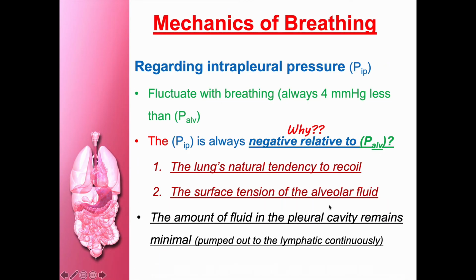This negative pressure allows the lung's natural tendency to recoil. Then, because of the surface tension of the alveolar fluid, the amount of fluid in the pleural cavity remains minimal. Why? This pleural cavity fluid is lubricating the surface of the lung. In some chronic disease conditions, what happens? There is more collection of fluid in the pleural space. We call it hydrothorax.